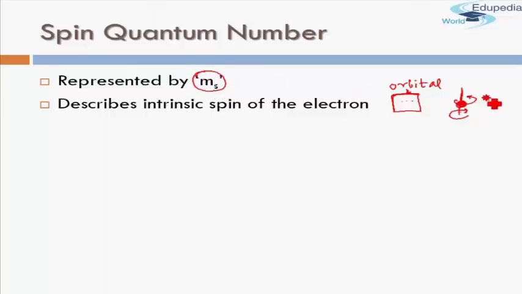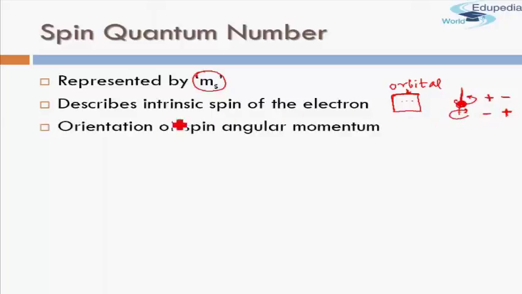One will have a positive value and the other a negative value. It doesn't matter which we assign, positive or negative. In another instance, I might assign anti-clockwise as negative and clockwise as positive. It doesn't matter, as long as we differentiate between the two spins. So it gives you the orientation of the spin angular momentum. Now we won't go into the details of spin angular momentum. It is completely out of your syllabus, but I will give you a brief note on this later on. So don't worry about it.